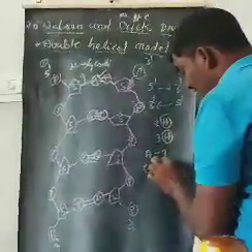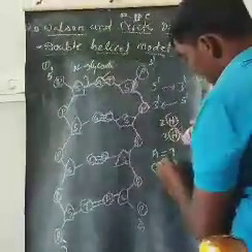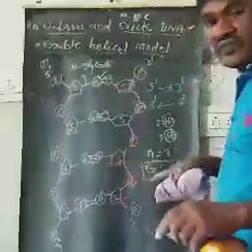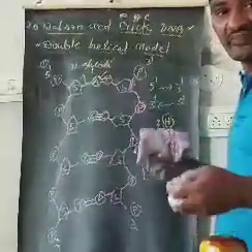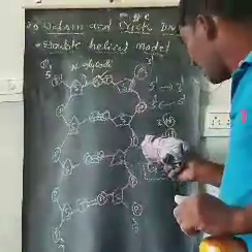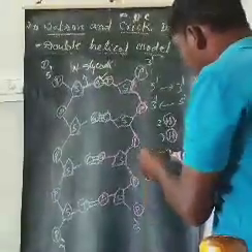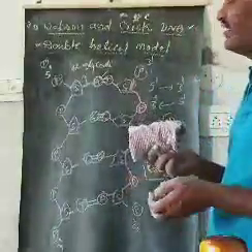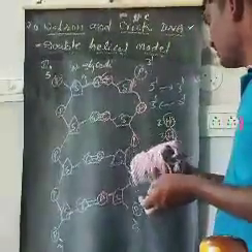So here the guanine and cytosine give full strength to the DNA. Why? Because 3 hydrogen bonds bind together, and adenine and thymine are a weak binding of the DNA molecule. Keep it in your mind.